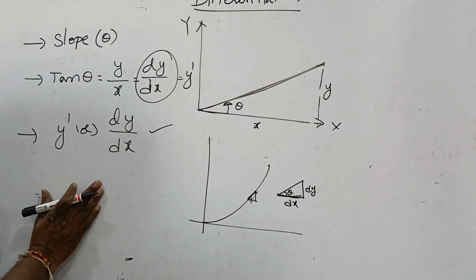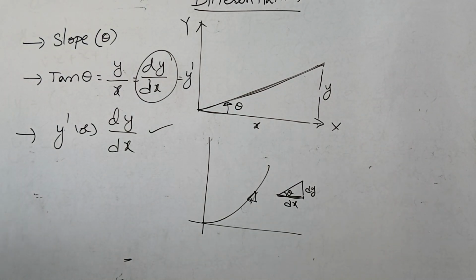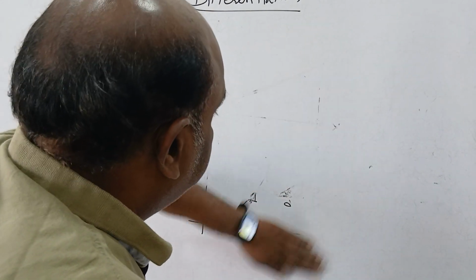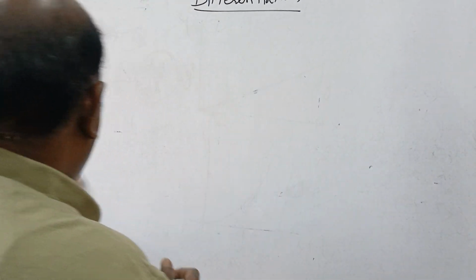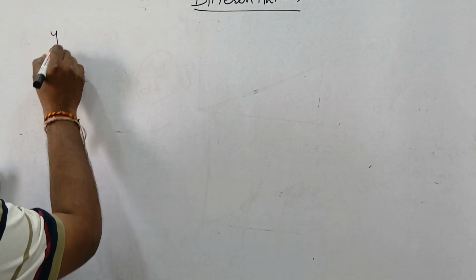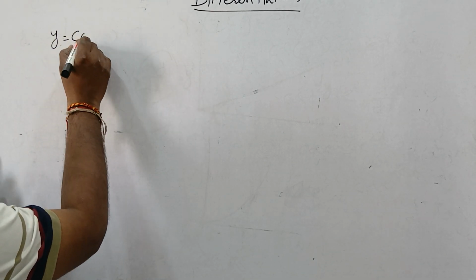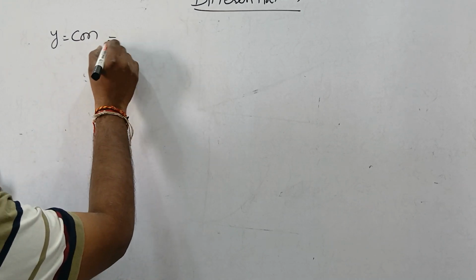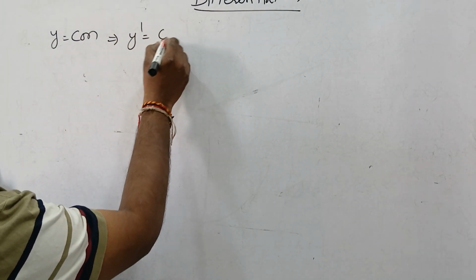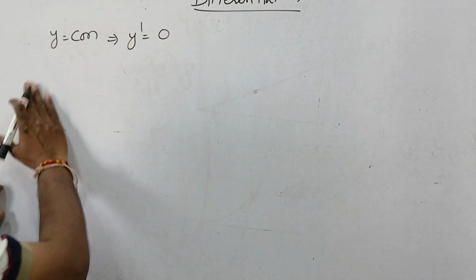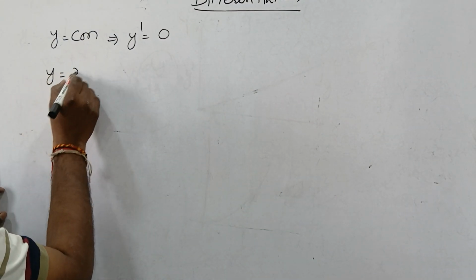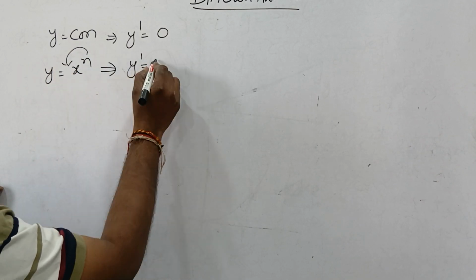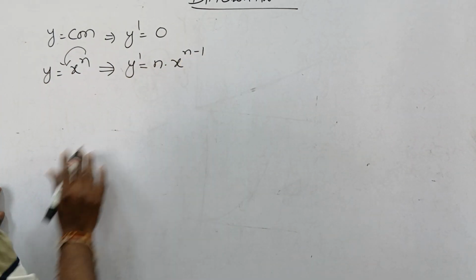Some important formulas also we saw. Once again I will remind you. What are all those formulas? If y is equal to a constant, any constant, 10, 5, 4 like that, then y dash is equal to 0. Constant differentiation is 0. dy by dx also you can write. Y is equal to x power n. Then dy by dx is equal to n into x power n minus 1.